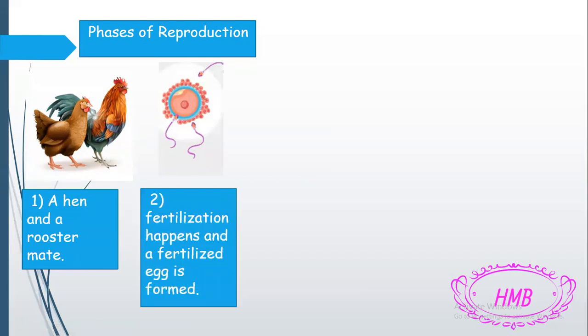So when they meet, that means the cell from the hen, which is the ovule, and the cell from the rooster, which is the sperm, they will join together. This joining is called fertilization, and as a result, one cell is produced, which is the fertilized egg.